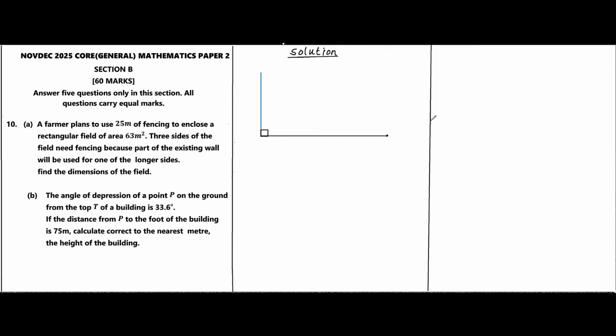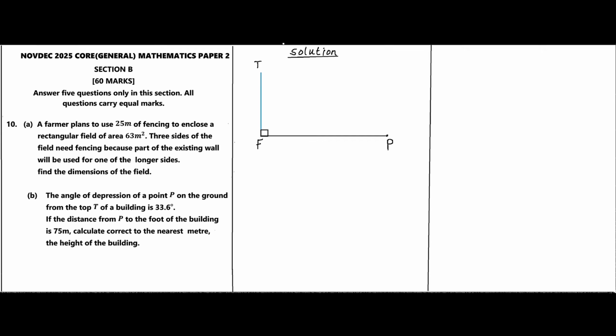And then there is a point P on the ground. So there is the point. I'm naming it point P. Now the top of the building is labeled as T. So we are labeling the top of the building here as T. And then the foot of the building. There is the foot of the building. I'm naming the foot of the building as F.